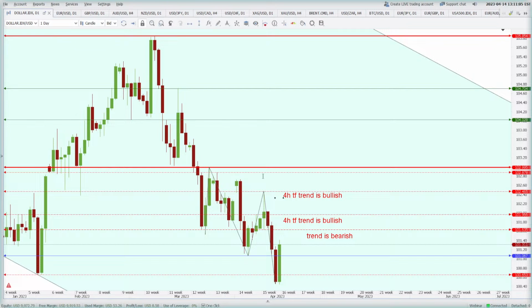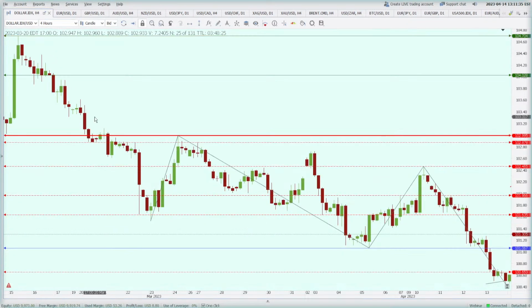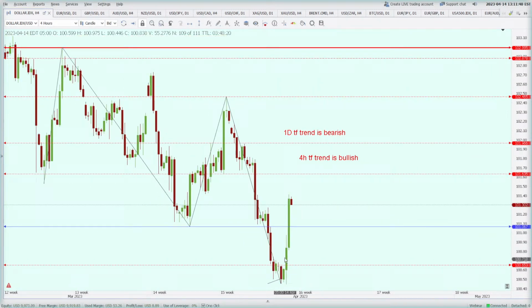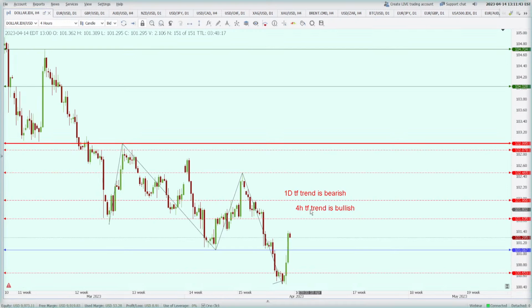So if the trend is bearish on the daily and the trend is bullish on the 4-hour, what should we do? The question is, what are we supposed to do? The answer is simple. We wait for the smaller time frame to get aligned with the bigger time frame trend. Now the daily time frame is down, so we wait for the 4-hour time frame to turn bearish. How can we make sure that the 4-hour time frame is bearish? We wait for the market structure on the 4-hourly to break in the direction of the trend.